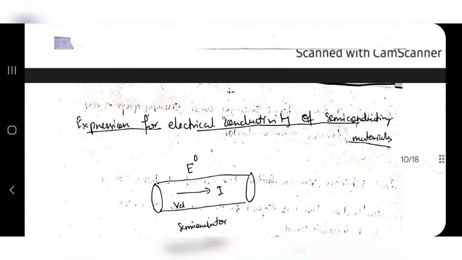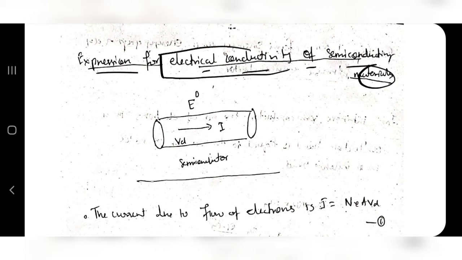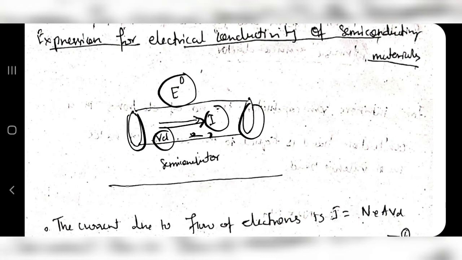The next derivation is the expression for electrical conductivity of semiconductor materials. Electrical conductivity is the expression we have to find out. If this is the wire here, the diameter is this one, and the current is flowing here, and Vd is the drift velocity, the velocity with which the electrons are moving, and E naught is the energy gap.